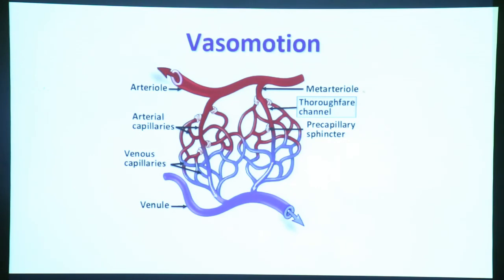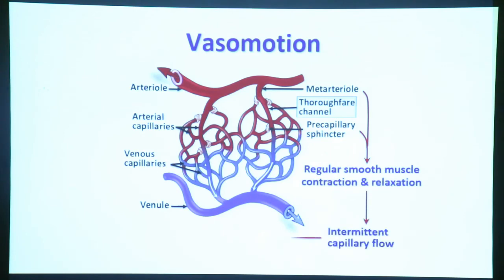And what does it do? These precapillary sphincters and the meta-arterioles regulate flow by regulating smooth muscle contraction. They give intermittent flow to the capillary, and this is what is defined as vasomotion. Now, what's the use of this? Why should we have thoroughfare channels, and why should we have this nutritional capillary network? To understand this, we'll go to the next slide.